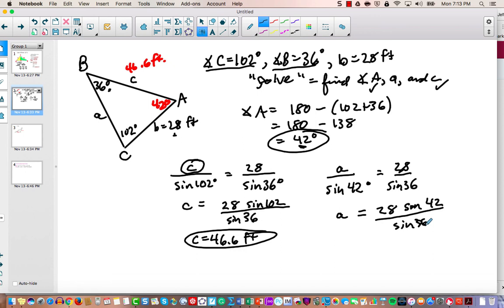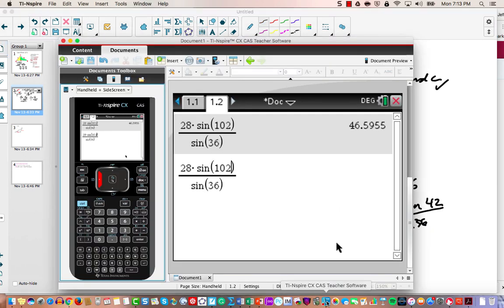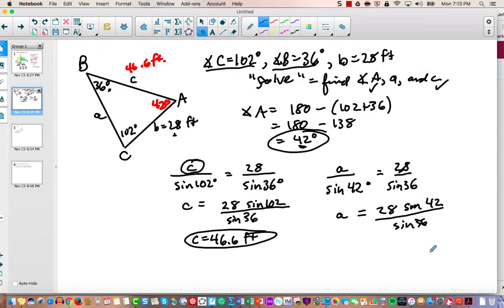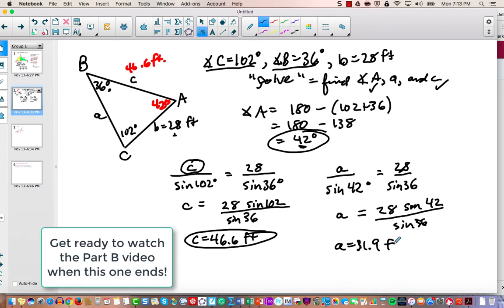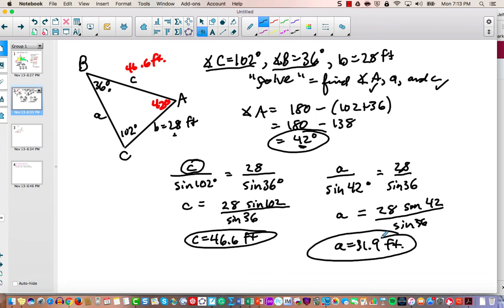So I can go back to my calculator, and you'll have this on your handheld, and I'm just going to delete the 102 and make it a 42. And then I'll have 28 sine 42 over sine 36. And control enter gives me 31 point, well, I'm going to round that to 31.9. 31.9 feet. And now I've completely solved the triangle. I have values for all six parts, all three angles and all three sides.